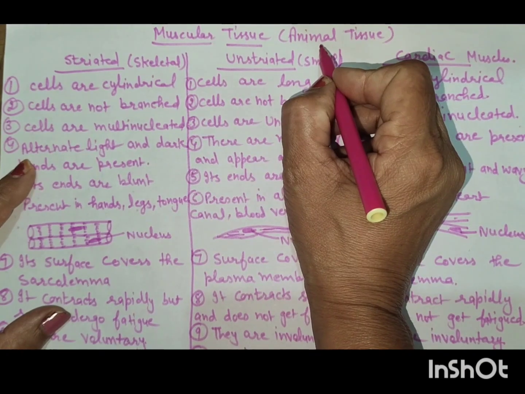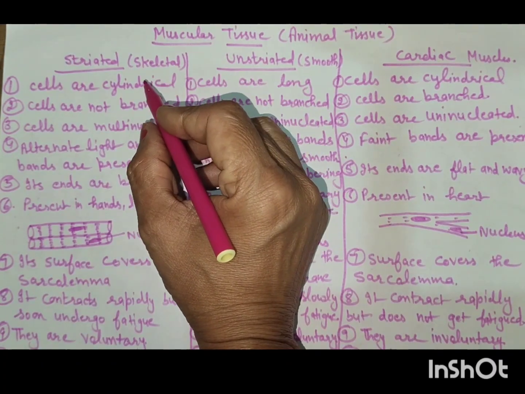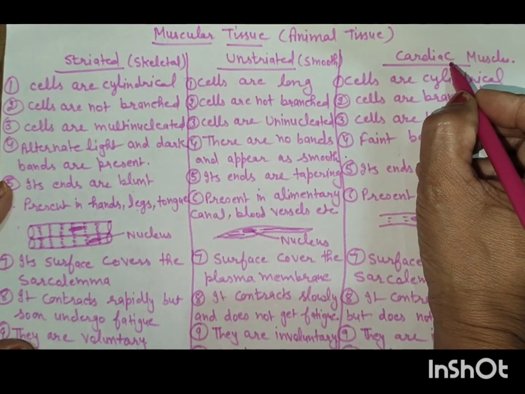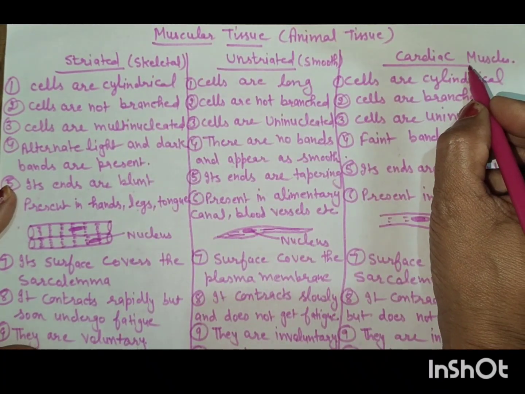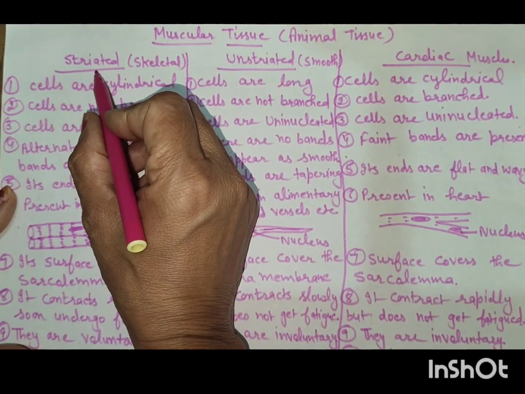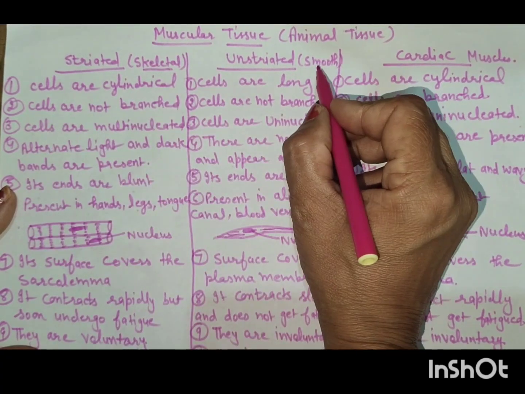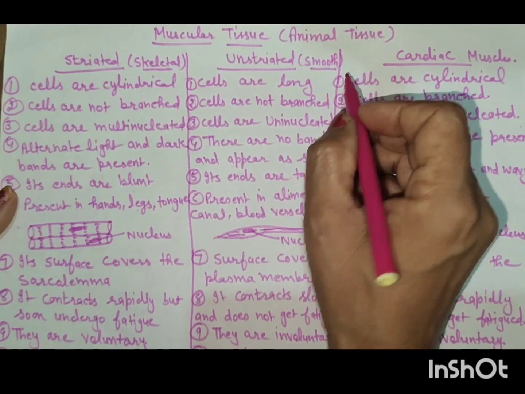It is part of the animal tissue. Muscular tissue is of three types: striated, unstriated, and cardiac. Striated muscular tissue is also called skeletal muscular tissue. Unstriated is also called smooth muscular tissue.